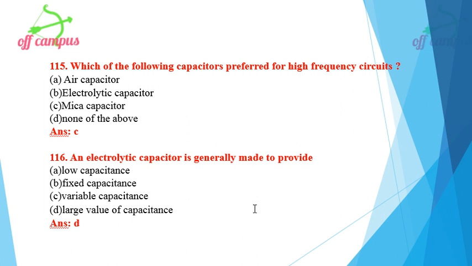Then move on to the next one, 115. Which of the following capacitors is preferred for high frequency circuits? Option C, mica capacitor is preferred for high frequency circuits. Then 116. An electrolytic capacitor is generally made to provide large value of capacitance. Option D, large value of capacitance, is the right option for this question.